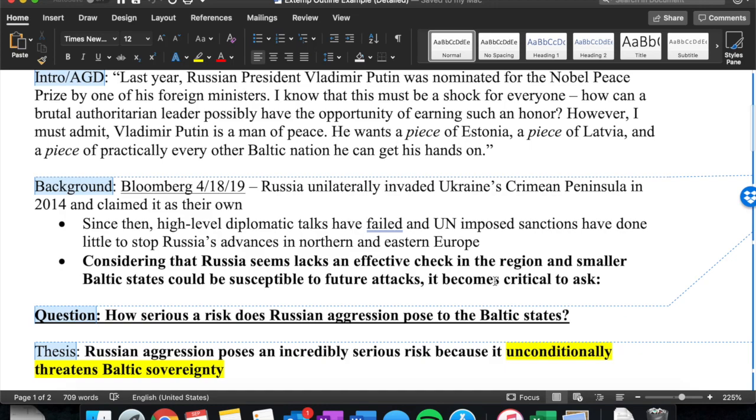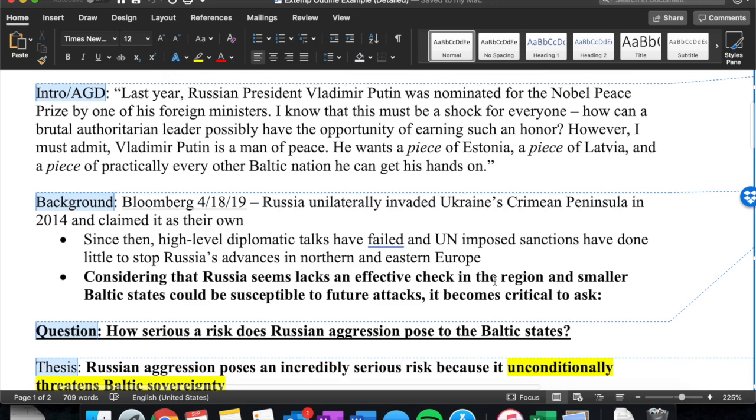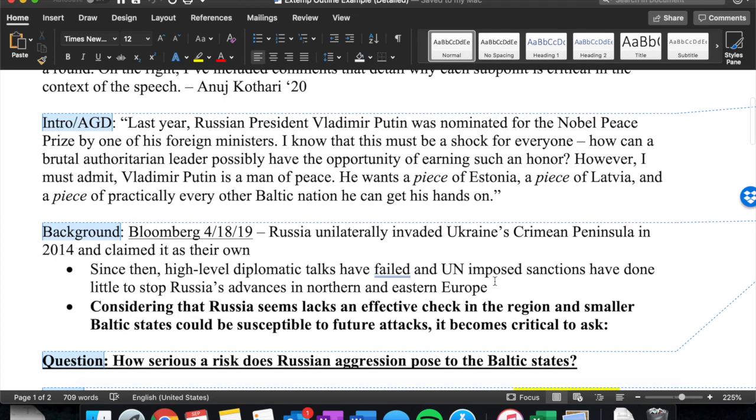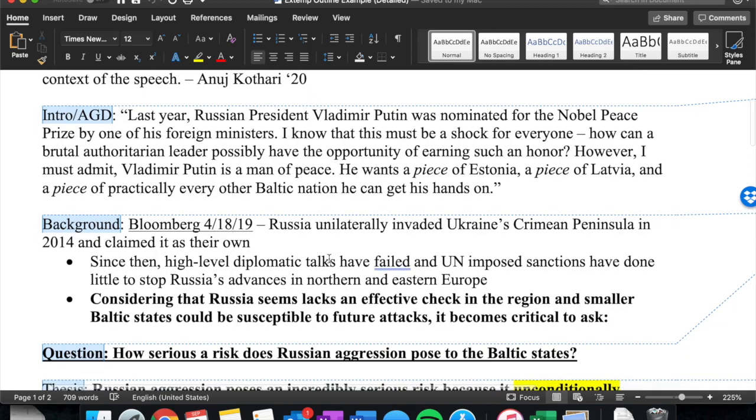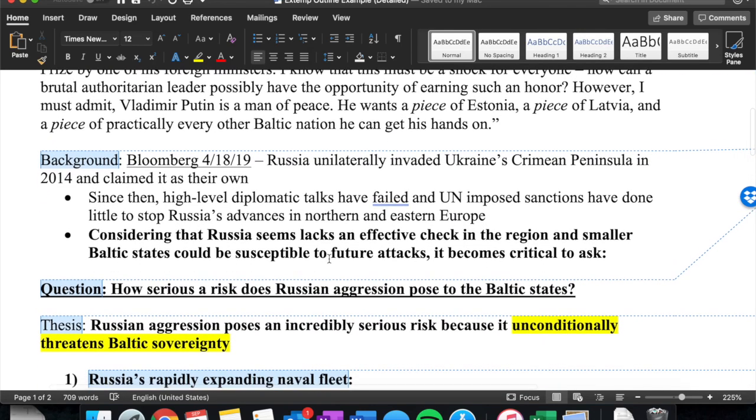So notice, the joke there is about subverting your expectations. It's about playing on the double meaning of the word peace, or I guess what it sounds like, even though they're different words in reality. When he says Putin is a man of peace, he doesn't mean peace as in a lack of conflict and war. He means taking pieces of everything. The second good thing about this joke is not only is it funny and helps to establish some of your personality, but it also relates directly to the extemp question, which is how serious a risk does Russian aggression pose to the Baltic states? So that's really important. You want to make sure your joke relates to the question, like I said before.